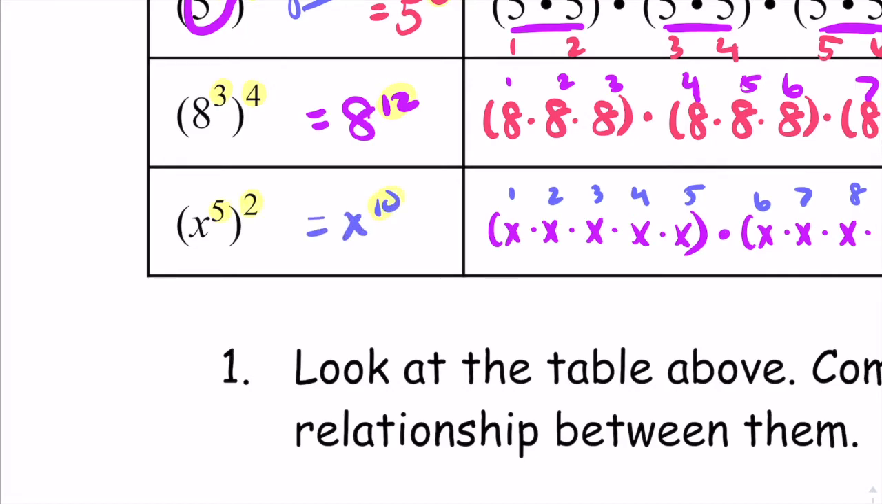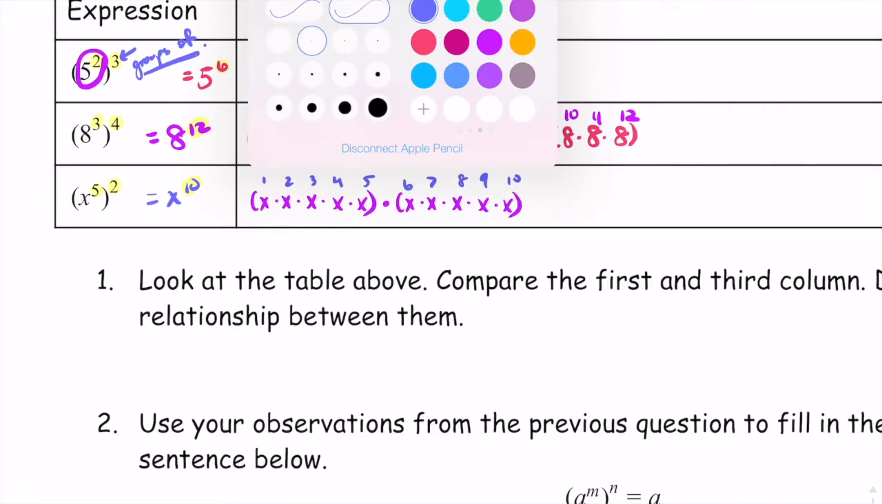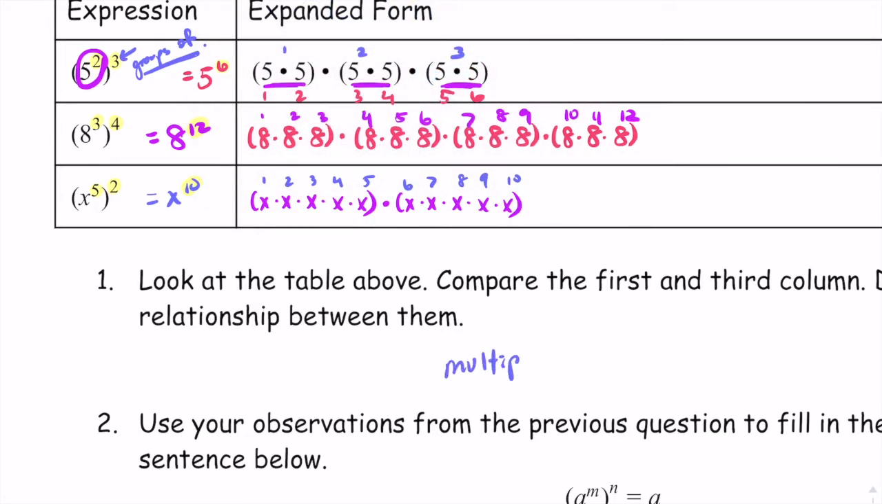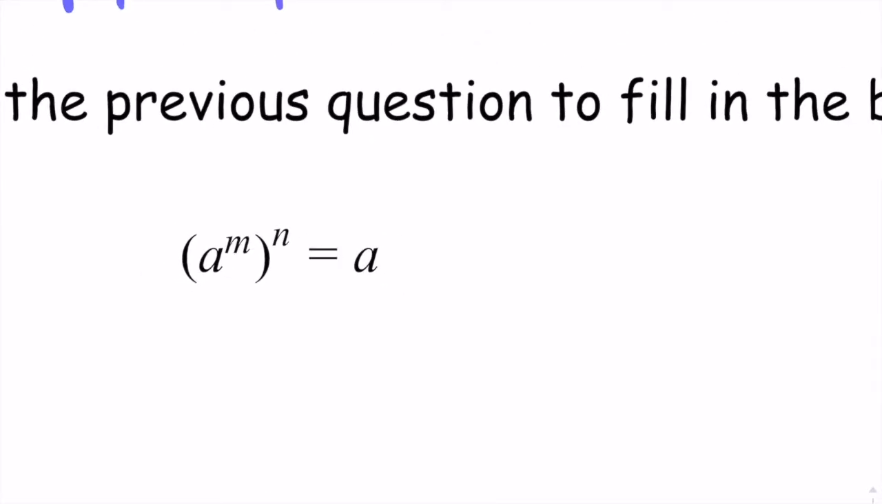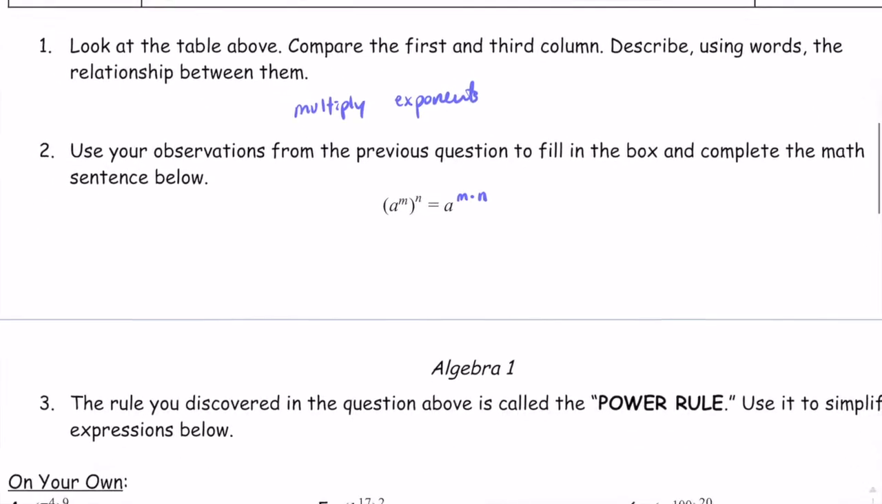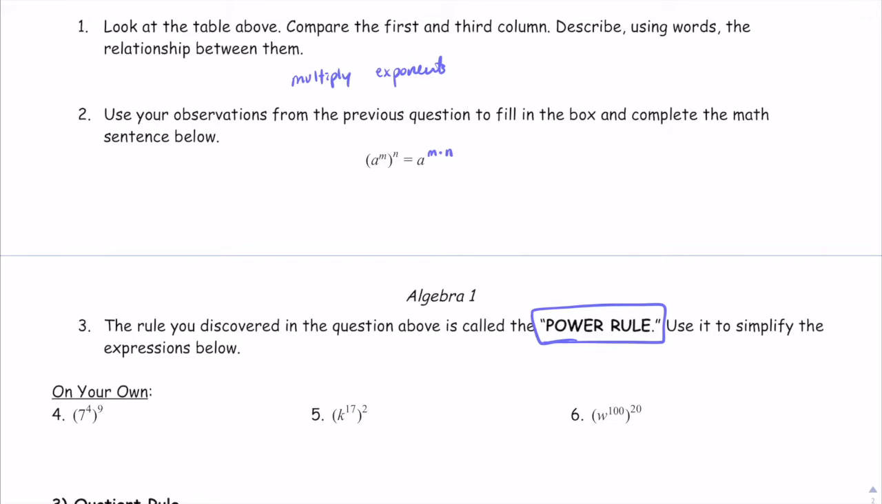Hopefully you guys have a pretty good idea of how to use the power rule from here, and you are able to describe the relationship. So the relationship that you have to describe is you multiply exponents. Okay, so if I were to come up with a general rule of what this is going to be, if let's say a to the m to the nth power, this would be a to the m multiplied by n. So the rule you describe is the power rule. Use it to simplify the expressions below. So why don't you guys take some time and work on your own.